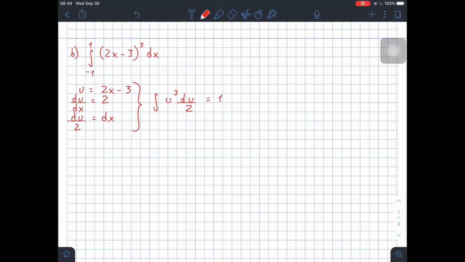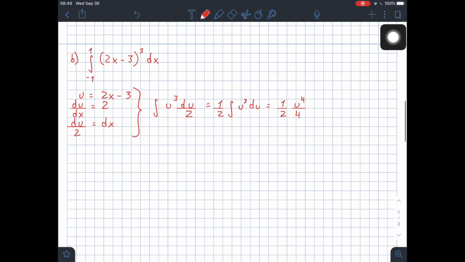This would be 1/2 integral of u cubed du, and this is 1/2 times u to the 4th power divided by 4. And we don't need to write the plus c because we're going to find the definite integral. So if we simplify this and we go back to the original variable, which is this expression over here, this would be equal to (2x minus 3) to the 4th power, and all of this is being divided by 8.